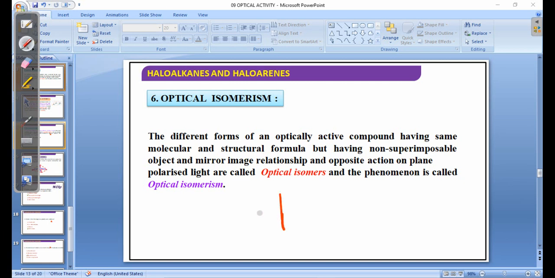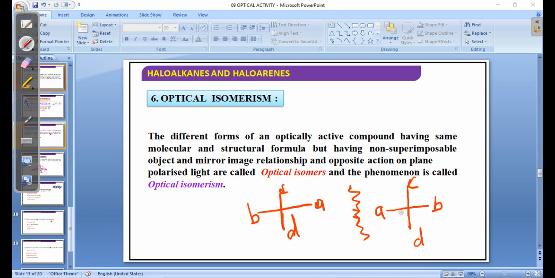See, mirror images means suppose here A and B are there, C, D are there. So this mirror, here it will be A, this will be B, upper C, down D. These are the mirror images. Same molecular formula and structural formula, but having non-superimposable object and mirror image relationship. These two have a mirror image relationship.